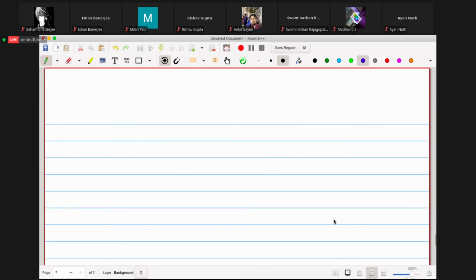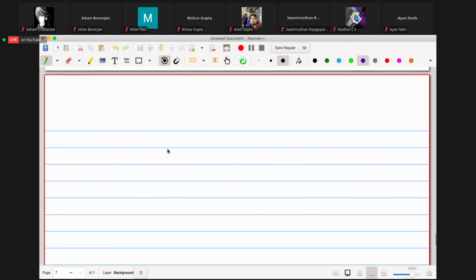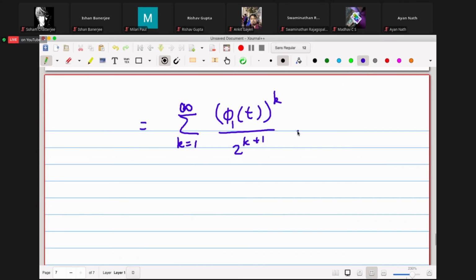And now once you have this, it is still not so easy to describe. I rewrite it like this. Phi1 of t whole power k divided by 2 power k plus 1, k equals 1 to infinity. Okay. Now, for each one of these, so for the numerator, phi1t power k, what is the random variable that you can think of?